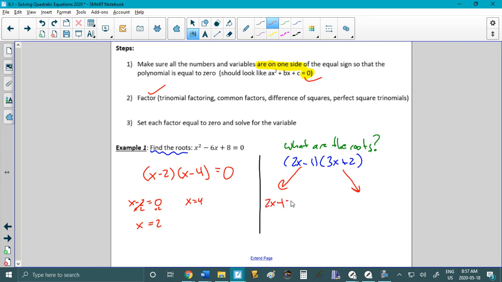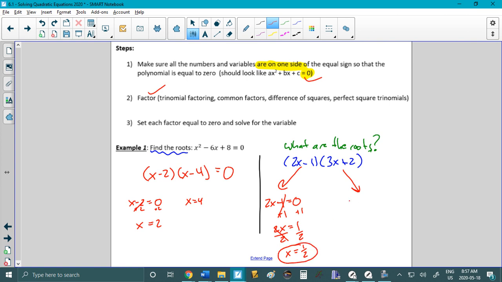So I set it equal to 0, just like I did here. I'm going to add 1 to both sides. So I get 2x equals 1. And then I divide by 2, and I get x equals 1/2. Or 0.5 would technically be fine here.